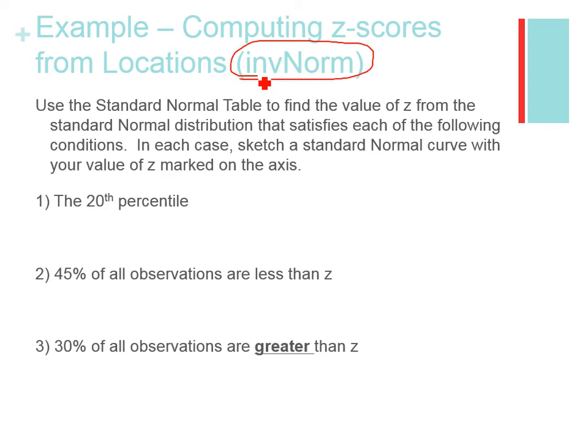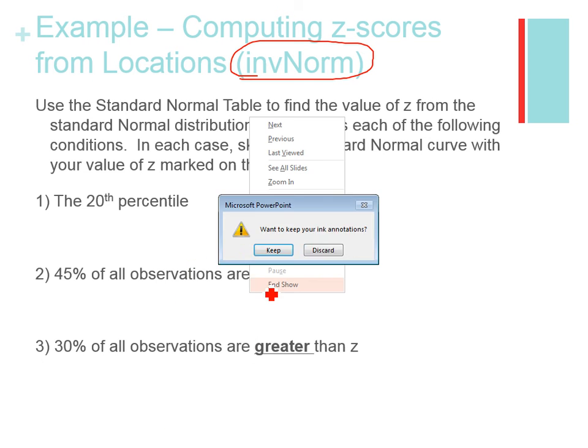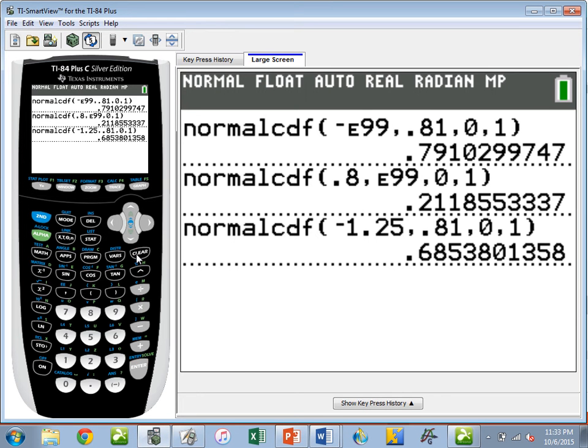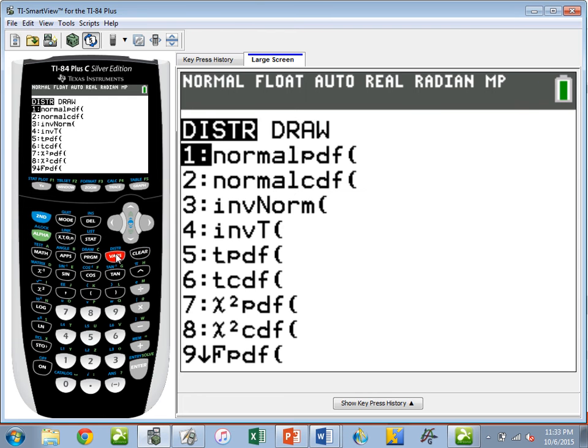The question for number 1 says, what's the 20th percentile? So what it's basically asking is, if you have a standard normal curve, what would be the z-score at the 20th percentile? To answer that question, I want to go to my calculator, and I want to use not the normal CDF but the inverse norm, which is on the same screen as the normal CDF. So I push second vars, and if you look here, the third line down, this is the inverse norm.